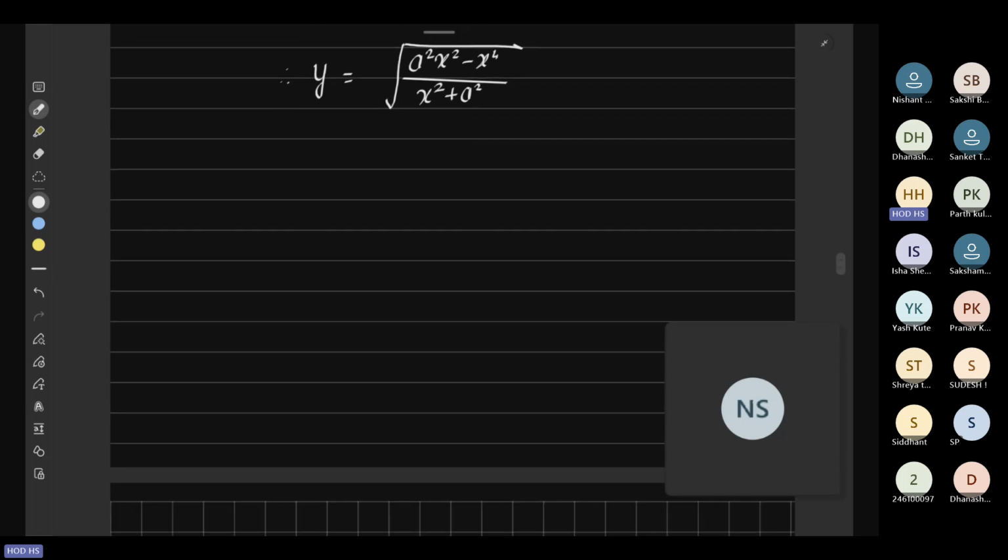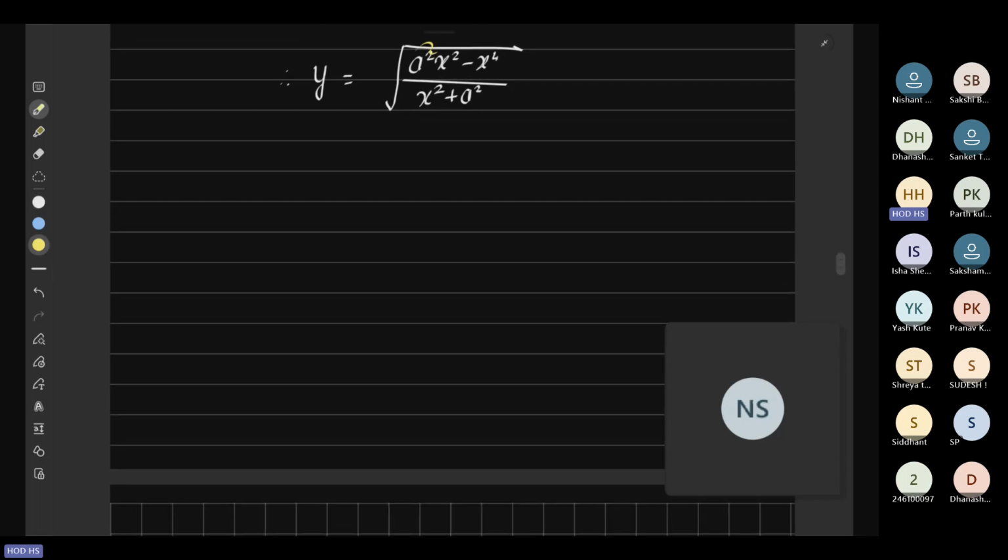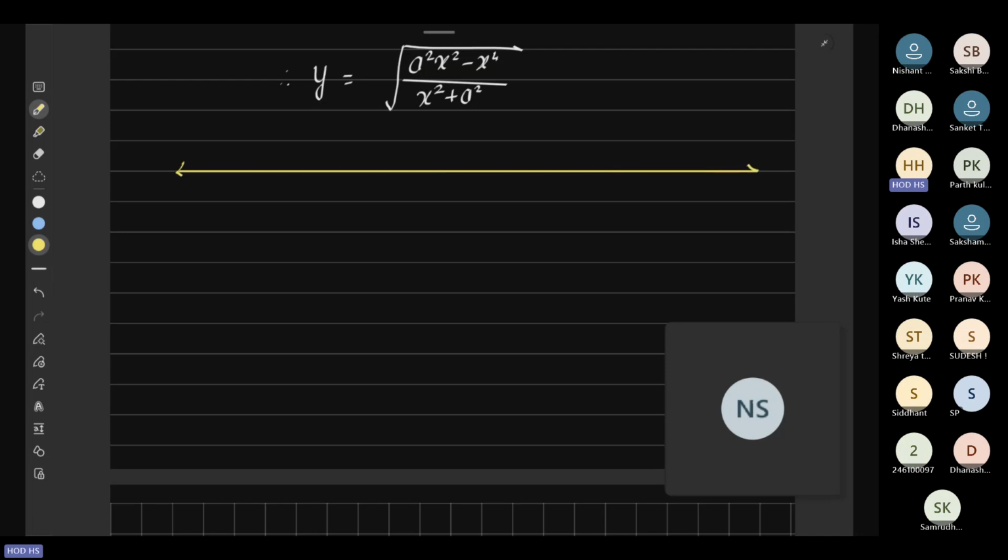Whatever the quantity that resides in this square root, if it is negative, we will discard such regions. So I'll use the wavy curve method, which you have done in class 12, just to calculate quickly. Otherwise, you can go for substitution methods. So I will calculate the zeros of my numerator. The zeros of the numerator are 0, a, and minus a, which we have calculated already.